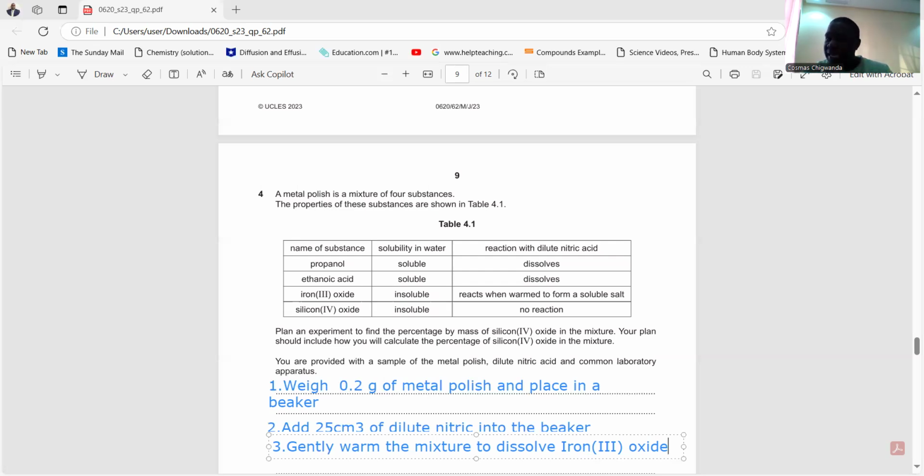Okay, once again, going back to the topic on separation of mixtures, how do you separate an insoluble substance from a soluble substance? I suppose you can all remember that the method which comes to your mind will be filtration, okay? Because I simply want to now isolate the silicon 4 oxide from the solution which is consisting of propanol, ethanoic acid, and iron 3 oxide. So I perform filtration, okay?